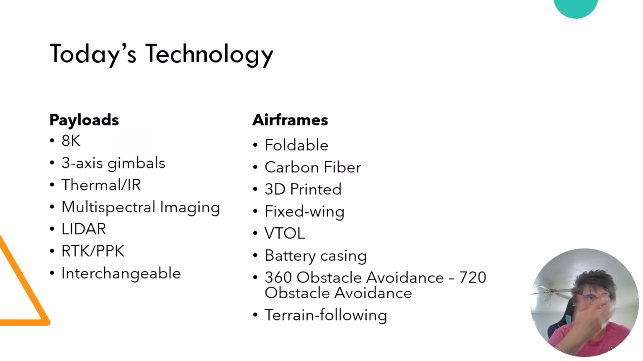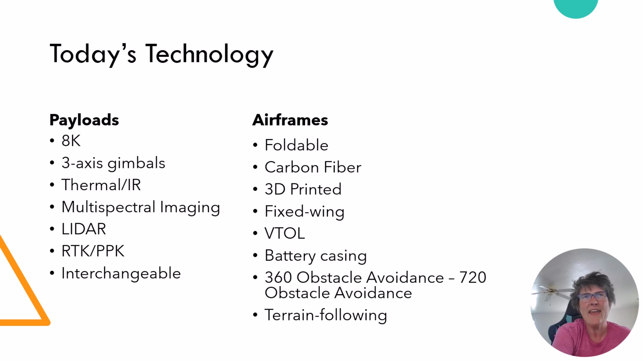So as part of that, we've seen 8K cameras. We've got 3-axis or even more now gimbals. We have thermal and IR, and that has come down in price like crazy. We have multispectral imaging, LiDAR, RTK, and PPK, and interchangeable payloads, so things that you can move around. And if you don't know what some of those things are, I would really strongly suggest clicking pause and looking into them, because you'll geek out.